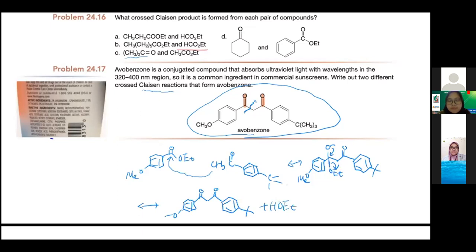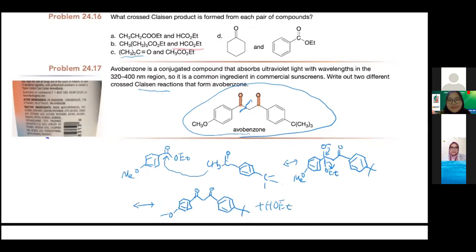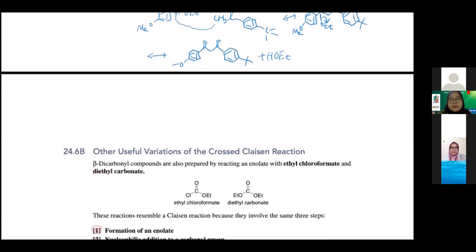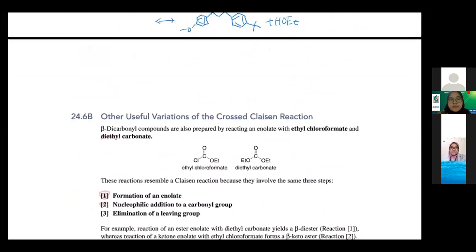Yes, I think that, of course. You may have a different reaction mechanism, but yes, probably right, when you start the Claisen reaction. Okay. The next is another useful variation of the crossed Claisen reaction.